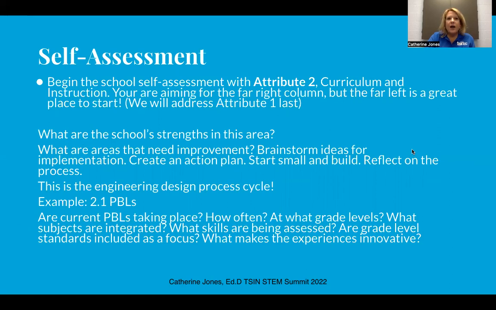So think about attribute 2, curriculum and instruction. These are just some guiding questions. What are the school's strengths in this area? What are areas that might need improvement? So you can brainstorm ideas for implementation. You want to create a written action plan. I recommend that when you're trying to make changes, you start small and build, and then reflect on your progress. Also, you'll be glad that you have this documentation when you get to other parts of the rubric.